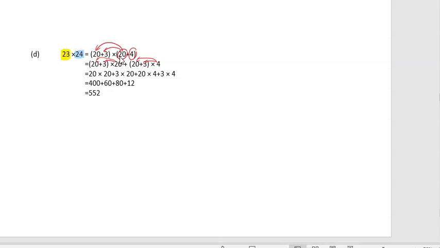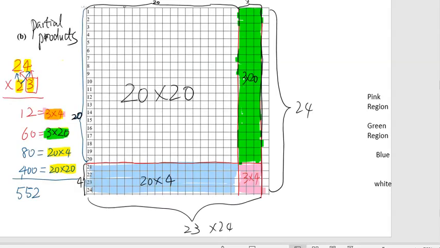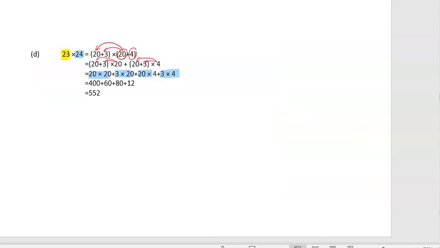And then we're going to work out these 4 products. And notice each of these corresponds to a step we did in partial products here. So we have 400 plus 60 plus 80 plus 12, and they add up to 552. So this is called the expanded form, and we use the distributive property to do it.